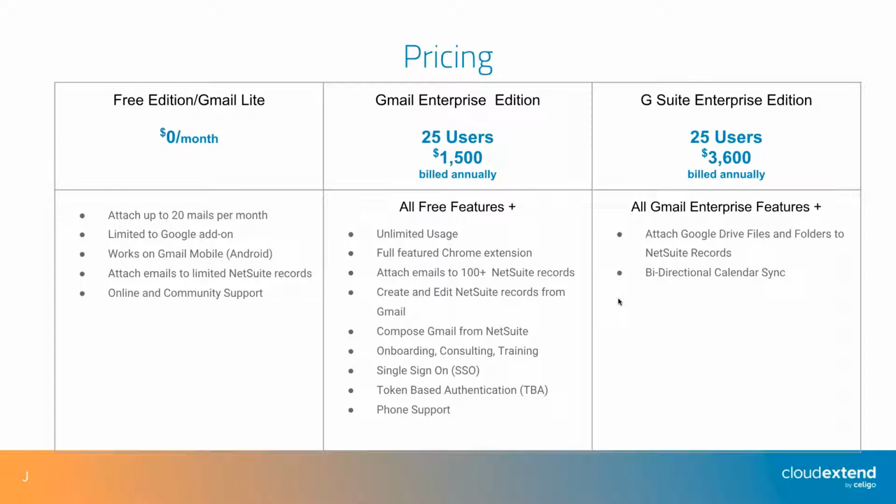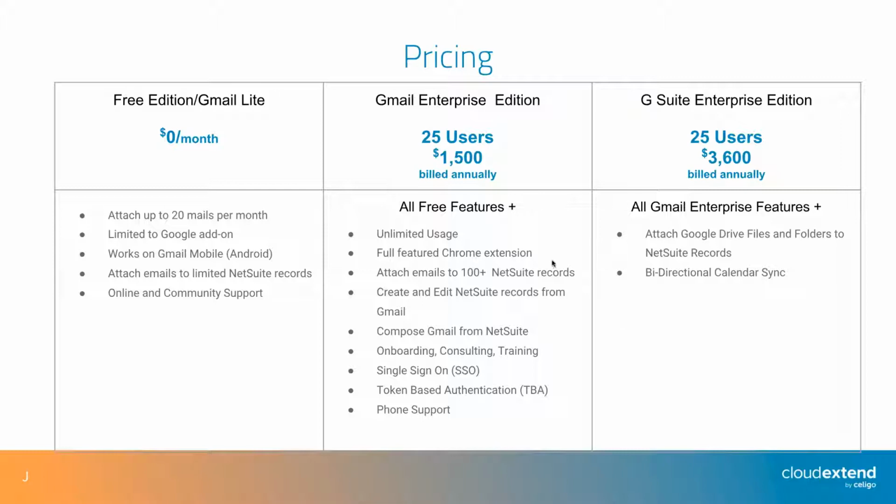So let's really quickly discuss the pricing model. So pricing is pretty straightforward and comes in 3 editions: the free edition, Gmail Enterprise Edition, and G Suite Enterprise Edition. And as discussed, the free edition or Gmail Lite edition is limited to the Google add-on and only allows you to attach up to 20 emails a month.